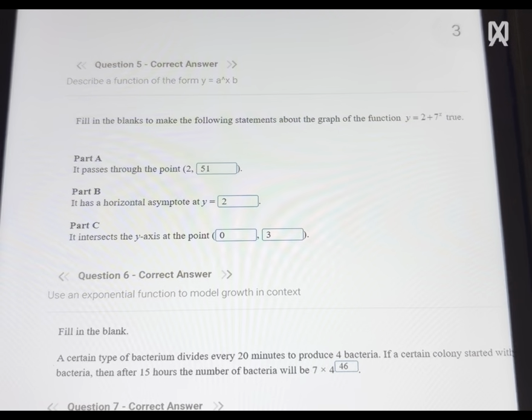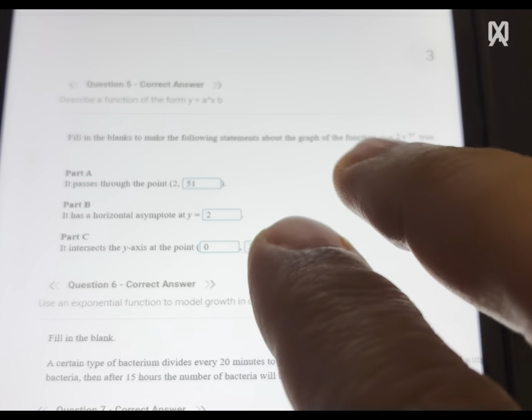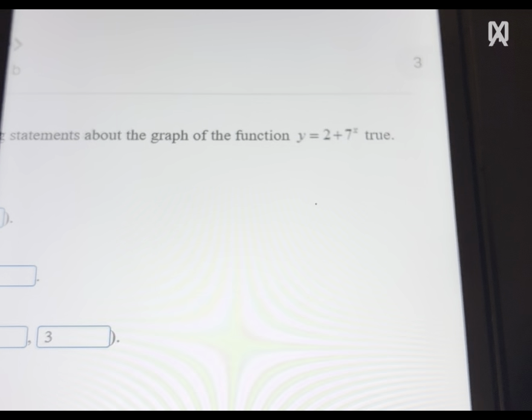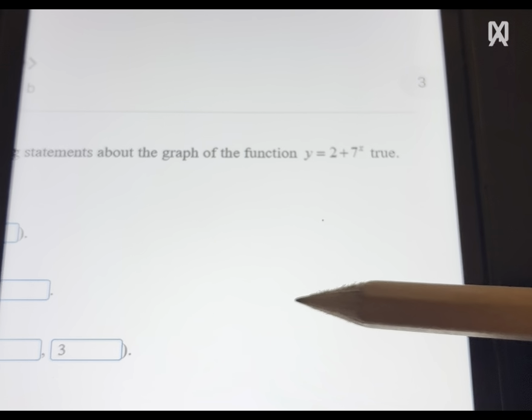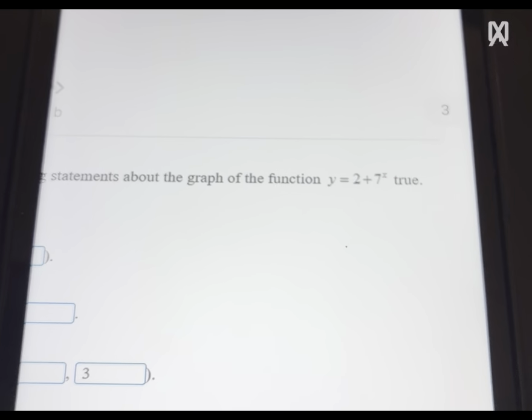Question 5, fill in the blanks to make the following statements true about y is equal to 2 plus 7 to the power of x. Of course, 7 to the power of x is an exponential with a horizontal asymptote y is equal to 0, and you added 2, so you shifted your graph up by 2. So y is equal to 2 is your horizontal asymptote.